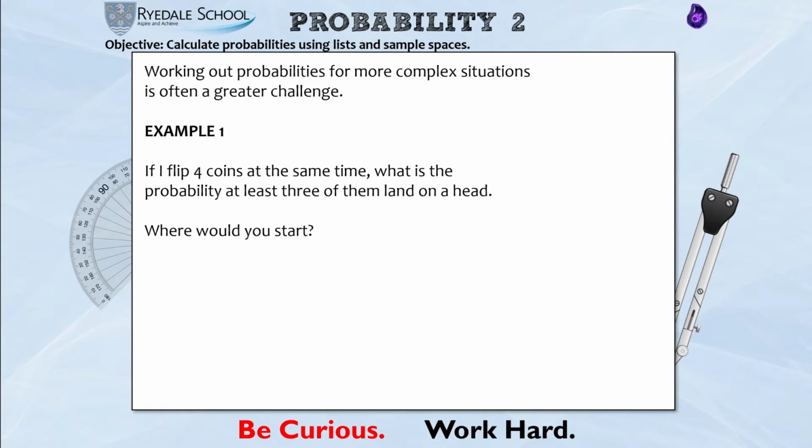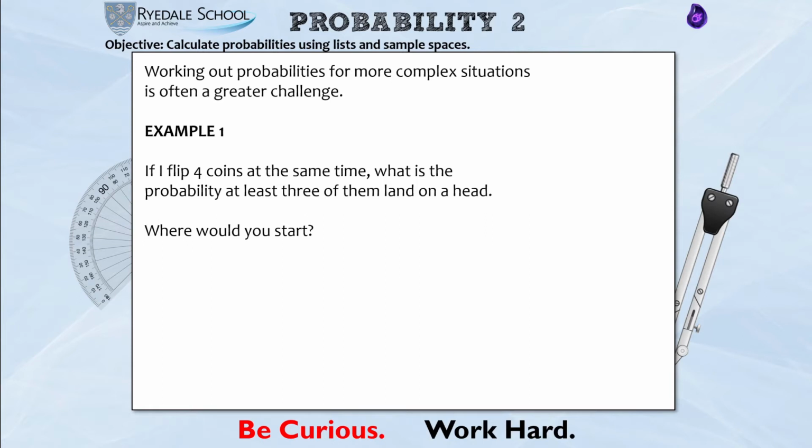So working out probabilities for more complex situations can be a problem. Just let me read out this example and see what you make of it. If I flip 4 coins at the same time, what is the probability at least 3 of them land on a head? Now, the answer to that isn't something that you are going to be able to guess. Off the top of my head, I don't even think I know what the answer to this is immediately. I would need to do some working out.